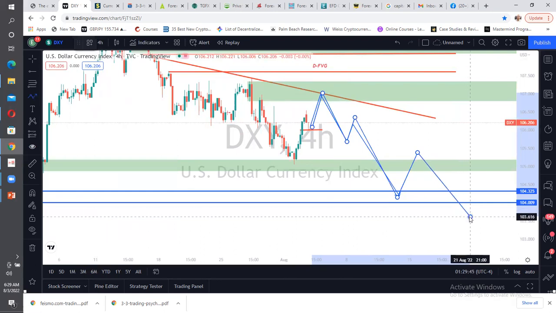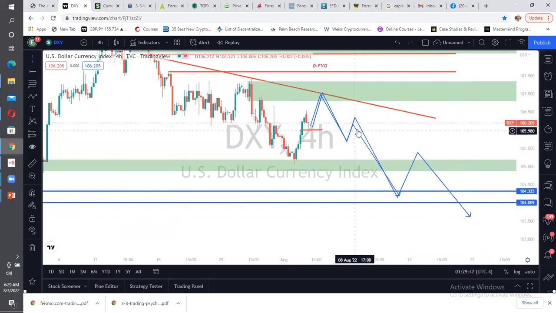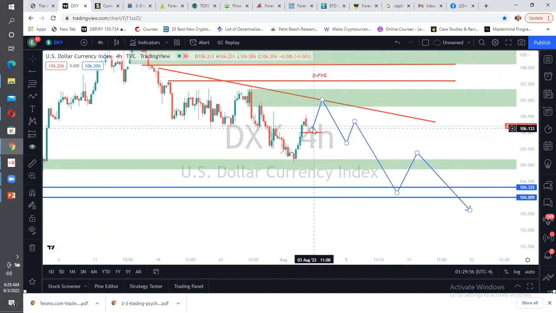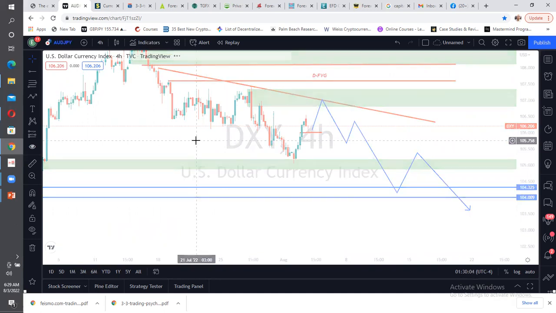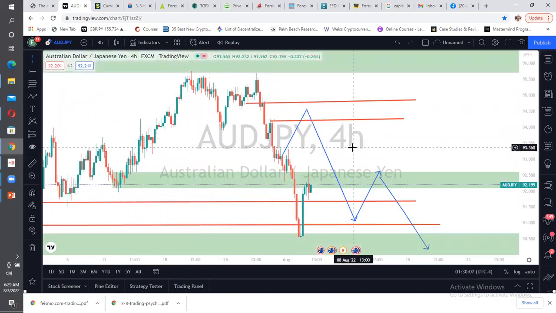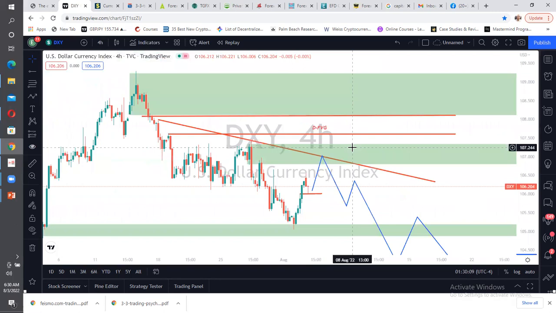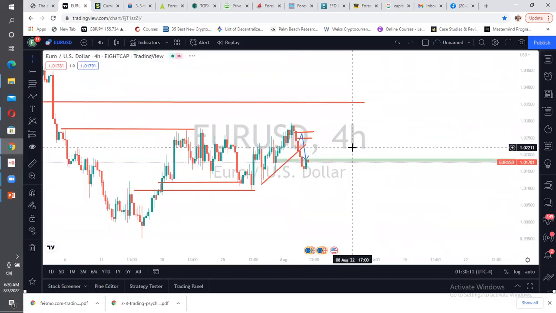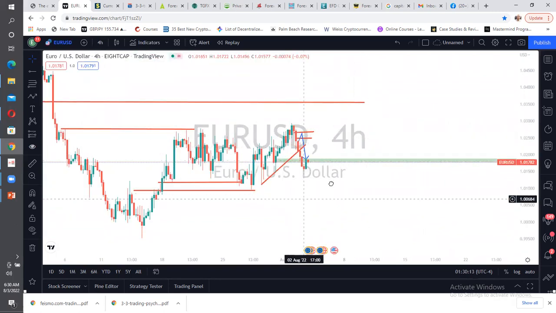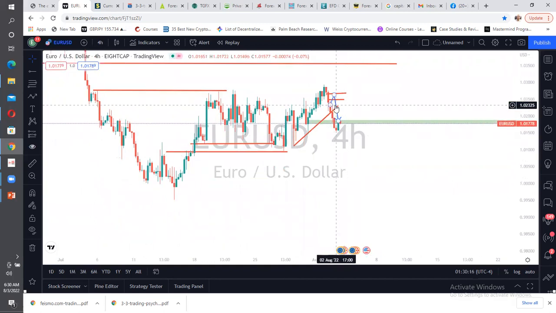So this is what I'll be expecting from EURUSD and dollar index. Now, being that this is what I'm expecting on dollar index, I'll be expecting EURUSD to do a little stop, come to the downside, then before they start looking for a way to go to the upside. Now we're going to EURUSD.